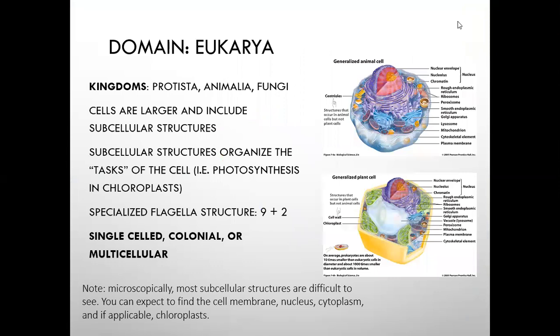Okay, domain eukarya. This is going to be our 3 kingdoms. Underneath the domain eukarya are our protists, animals, and fungi. These cells are large and they have subcellular structures, and they also organize tasks into those subcellular structures. So think about chloroplasts inside eukaryotic cells, which do photosynthesis. They also have specialized flagella in a 9+2 structure, and again, we'll talk about that. And these can be single-celled, colonial, or multicellular.